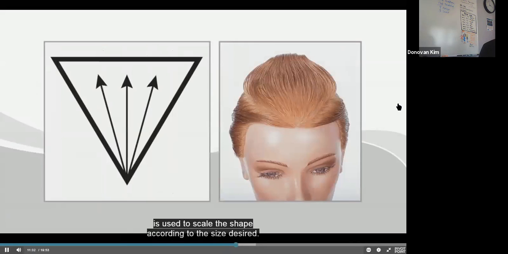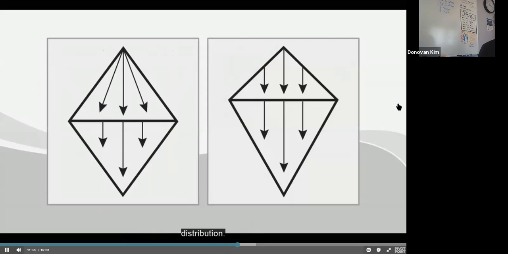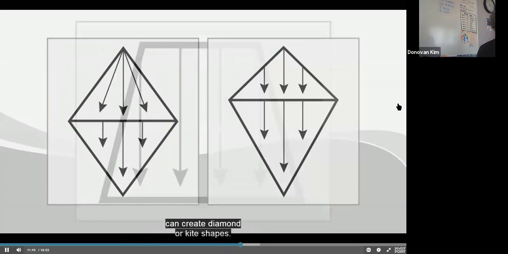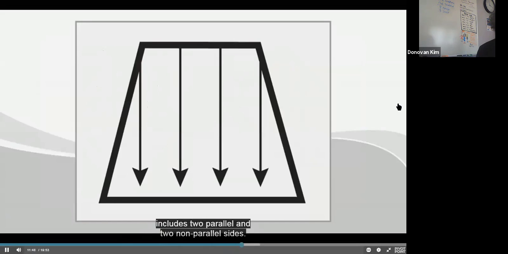Triangular shapes consist of radial or parallel distribution. Shapes can be combined to encompass a larger area. For instance, back-to-back triangles can create diamond or kite shapes. A trapezoid is a straight shape that includes two parallel and two non-parallel sides. Trapezoid shapes consist of parallel distribution and can also be combined with other shapes.